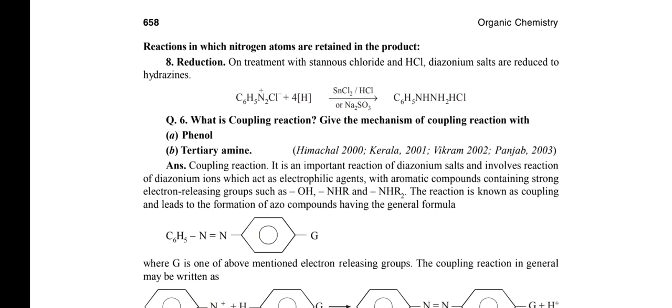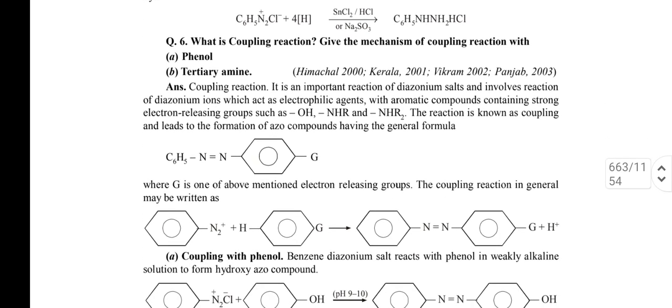Answer. Coupling reaction. It is an important reaction of diazonium salts and involves reaction of diazonium ions, which act as an electrophilic agent, with aromatic compounds containing strong electron releasing groups such as OH, NHR and NR2. The reaction is known as coupling and leads to the formation of azo compounds having the formula C6H5-N=N-C6H4-G, where G is one of the mentioned electron releasing groups. The coupling reaction may generally be written as given under.